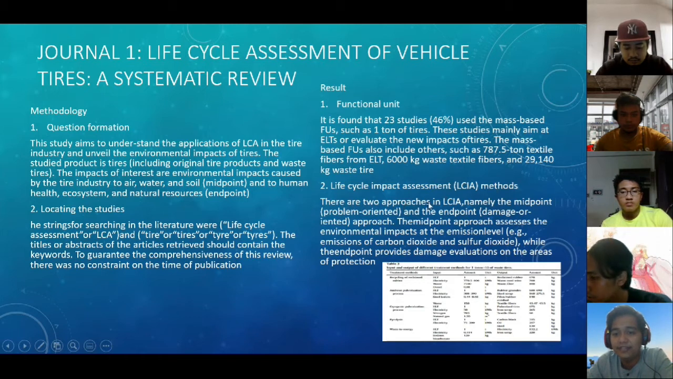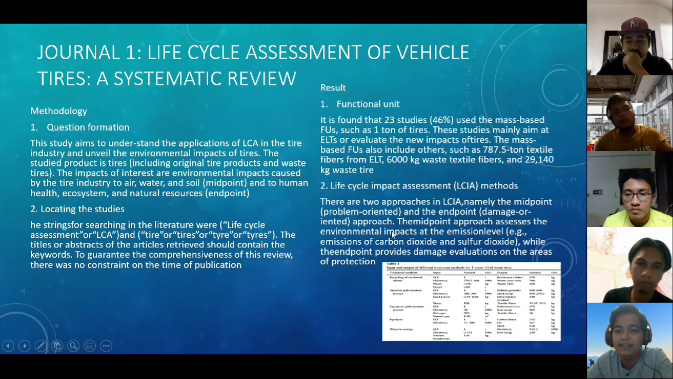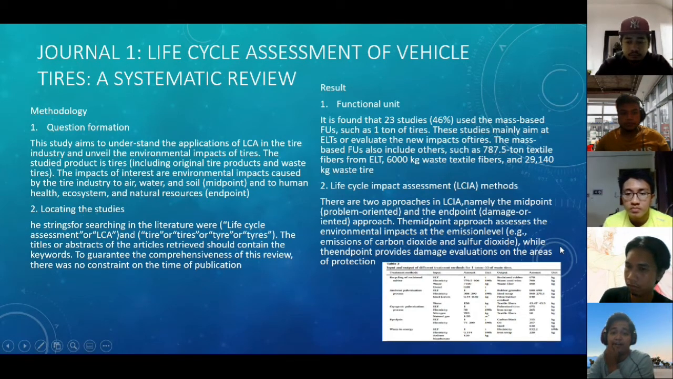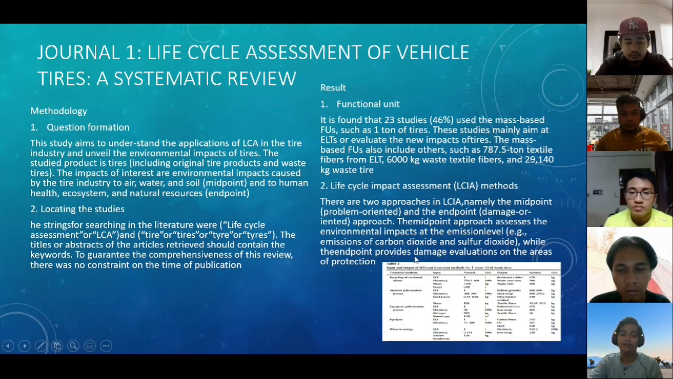Second, the life cycle impact assessment method, LCIA. There are two approaches in LCIA, namely the midpoint problem-oriented and the endpoint damage-oriented approach. The midpoint approach assesses the environmental impact of the emission level, emission of carbon dioxide and sulfur dioxide, while the endpoint provides damage evaluation on the area of protection. So next, the second journal.